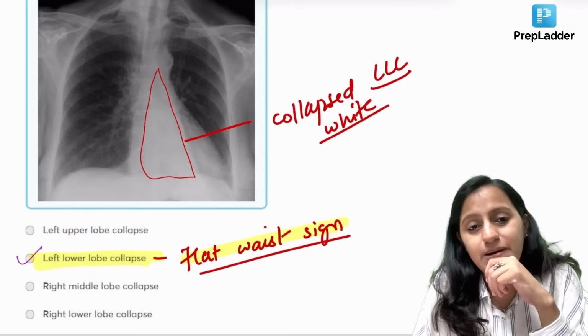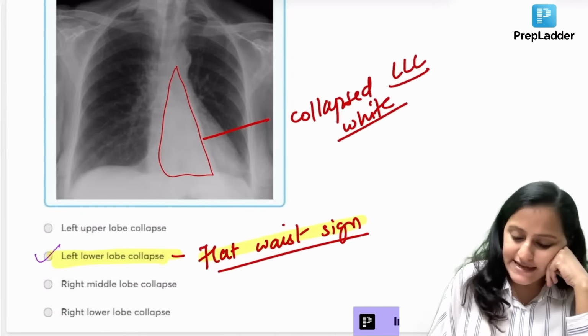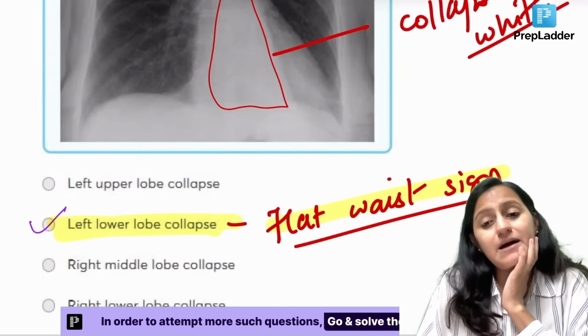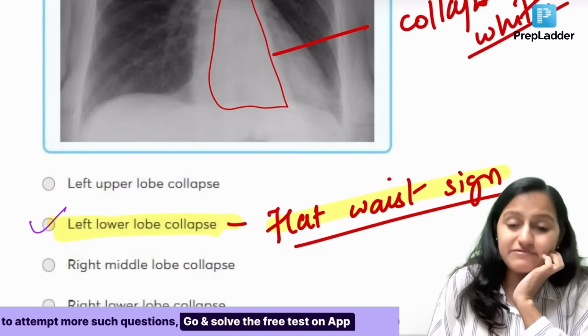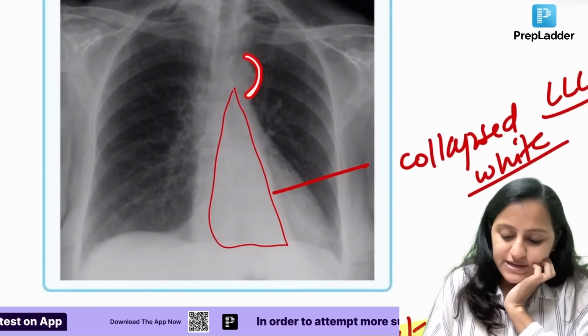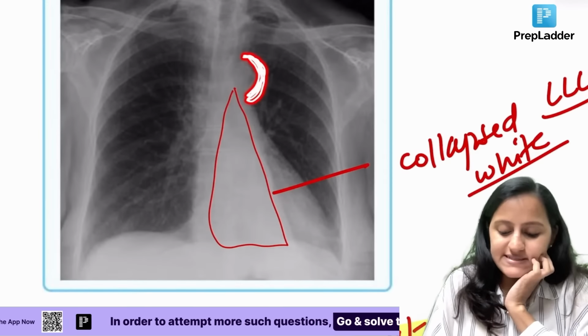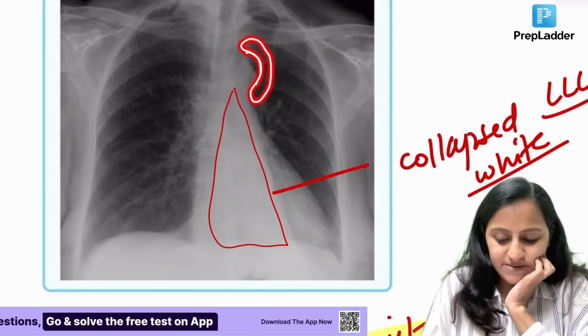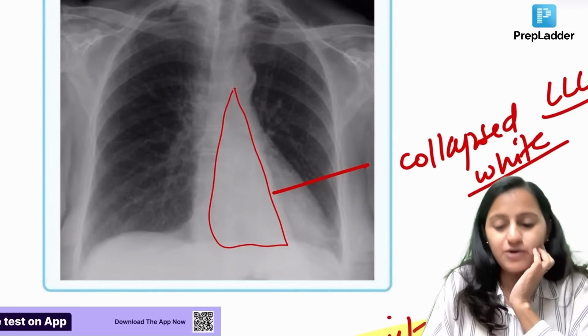Right? Clear with everyone? Does anybody know what sign do we see in left upper lobe collapse? What will happen in left upper lobe collapse? There's one sign. Let me tell you what that sign is. So surrounding this aortic knuckle, you would see a sickle-shaped air. So you will see a sickle-shaped air surrounding this arch of aorta, aortic knuckle.